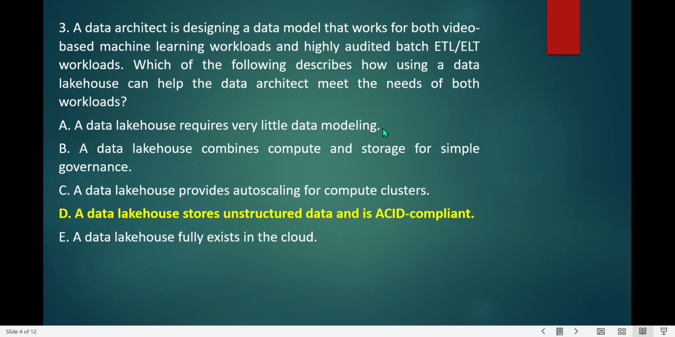So coming to each option, the first option: data lakehouse requires very little data modeling. While a lakehouse reduces the need for heavy modeling upfront like a traditional warehouse, this does not directly address the needs of unstructured ML data or ACID properties. So this is not the core benefit. Coming to option B, data lakehouse combines compute and storage for simple governance. A data lakehouse usually decouples compute and storage. Combining compute and storage is more typical of older warehouses, not a lakehouse. So this is also not a correct option.